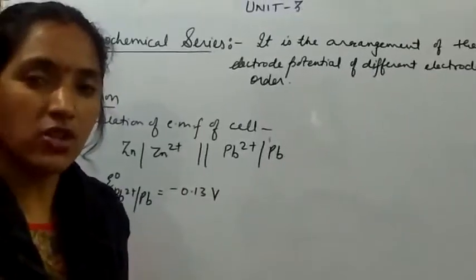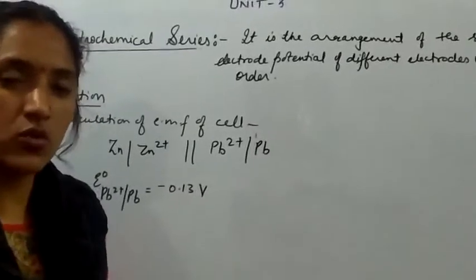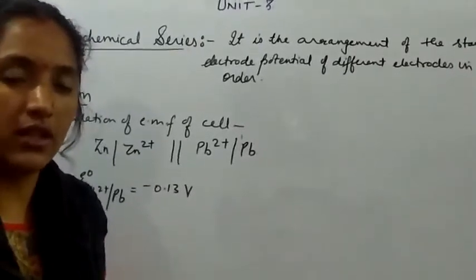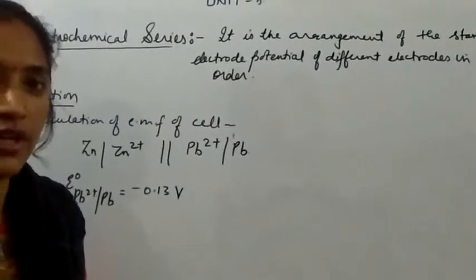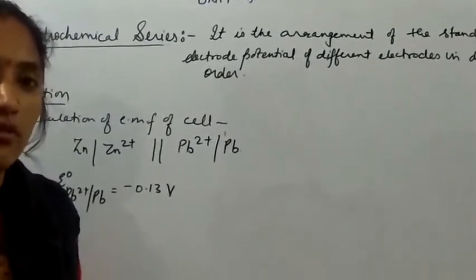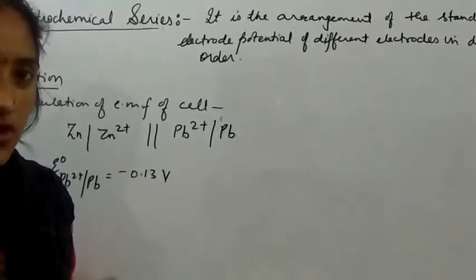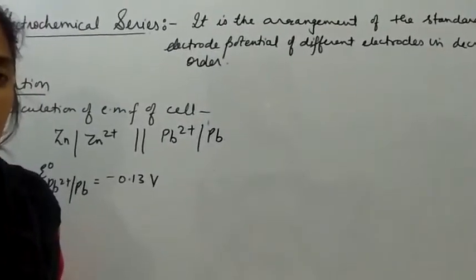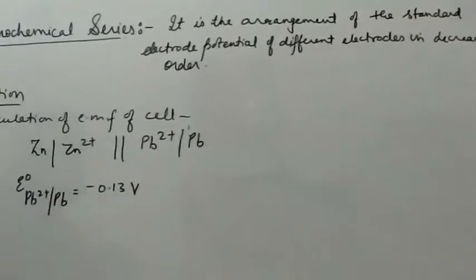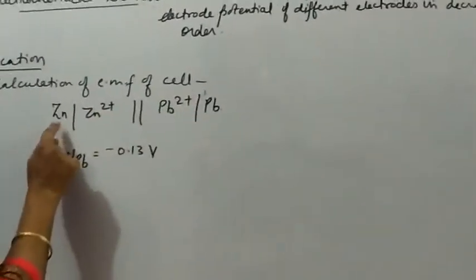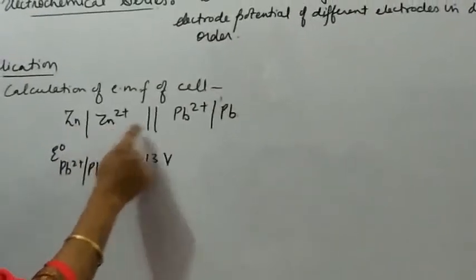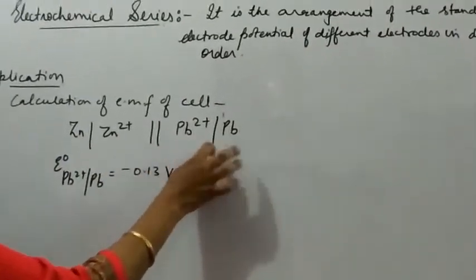The second application of the electrochemical series is to determine or calculate the EMF of the cell, or the cell potential of the cell. For it, we need the values of the standard electrode potential of the electrodes which are involved in making the cell. So let us consider this cell, where Zn half cell, Zn2+, Pb2+, half cell Pb.